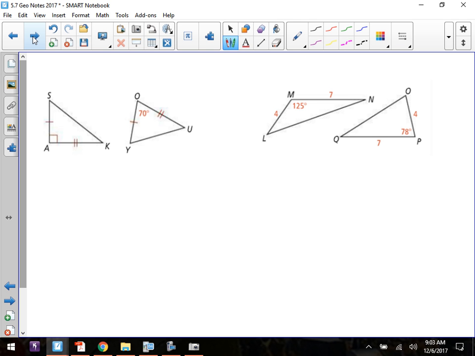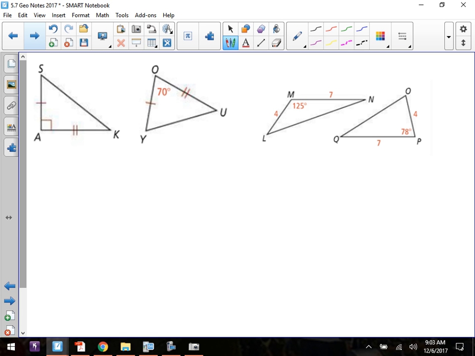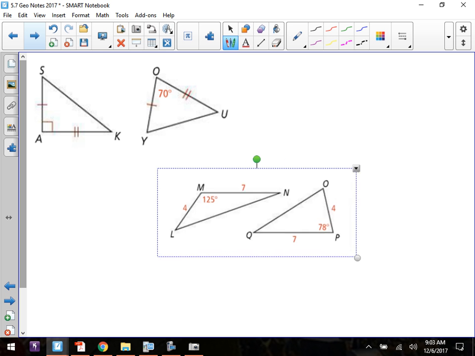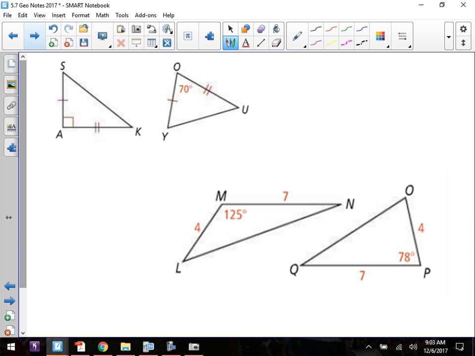Okay. Real quick, couple quick examples. Probably don't even need to write all of this out. There are two of them here. On the top one, triangle SK and triangle YU, which one is going to have the longer side length? Is it going to be the SK or is it going to be YU? The SK. And the reason being is because 90 degrees is larger than 70.